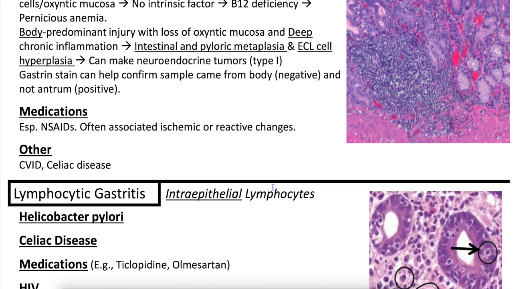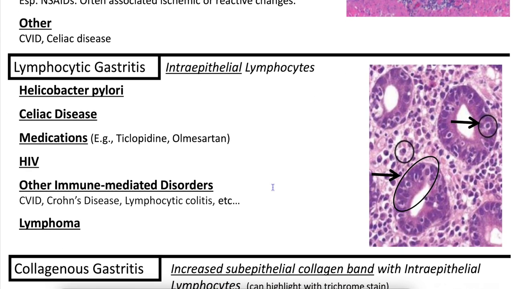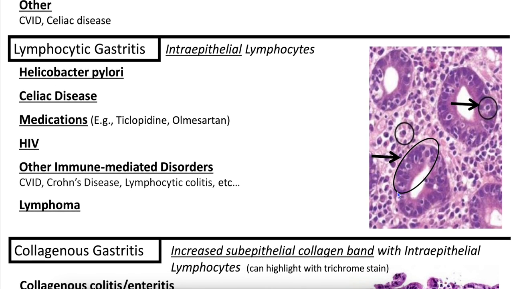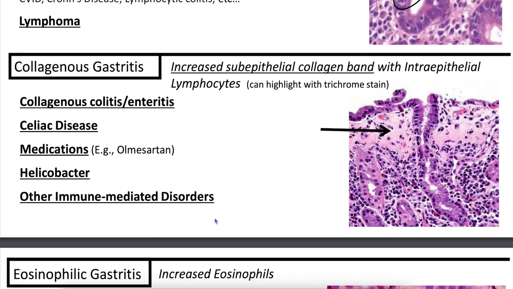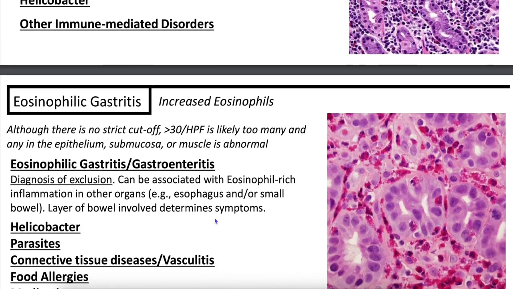Medications and CVID, celiac. Lymphocytic gastritis, where you have intraepithelial lymphocytes. See this in H. pylori, celiac disease, meds like ticlopidine, olmesartan, HIV, other immune-mediated disorders, lymphoma. Collagenous gastritis, you have your subepithelial band. You can see this in collagenous colitis, celiac disease, meds, Helicobacter, other immune-mediated disorders.